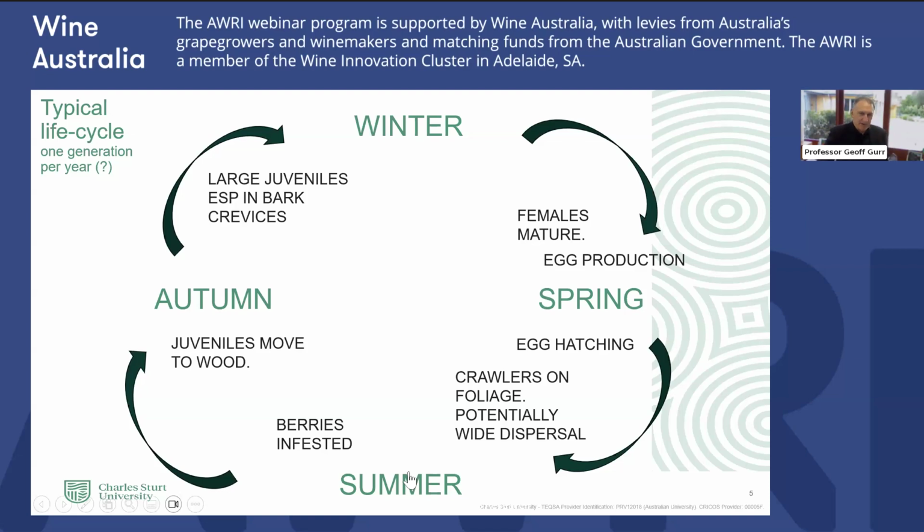Later in the growing season, as those young scale insects are dispersing and feeding and growing, the berries can become infested. And then towards the autumn, the juveniles, the slightly larger nymphs, tend to move towards the more woody parts of the plant. And then as we progress into winter, the large juveniles will seek shelter in bark crevices and spend the winter in those semi-protected locations.